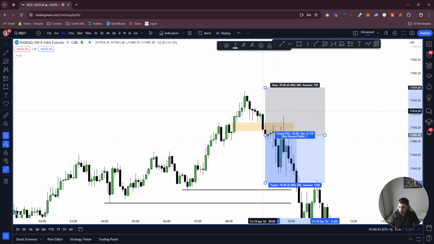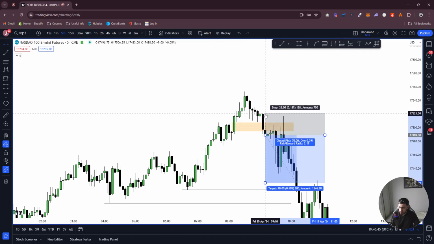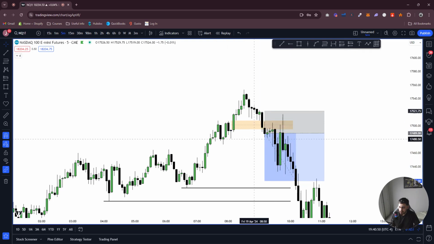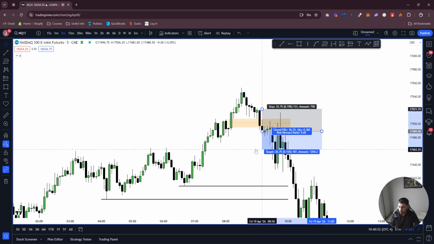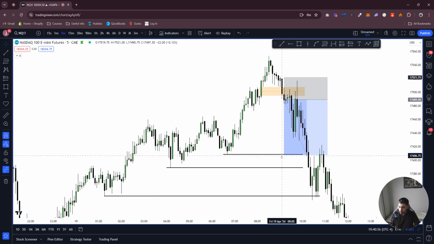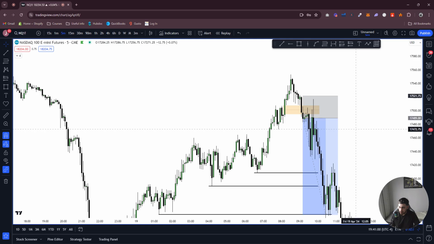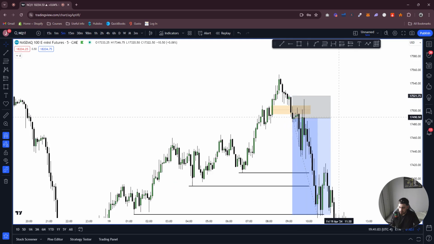You can market enter here, and you would place your stop above this high right here, this last candle that disrespected that fair value gap. And then you would target, obviously, I would target the lows down here. And this actually runs really good. This is actually a 4.34 RR. So super, super nice, actually.